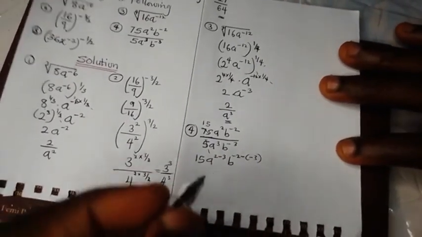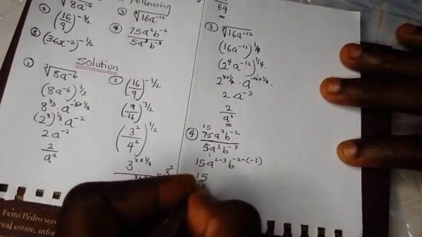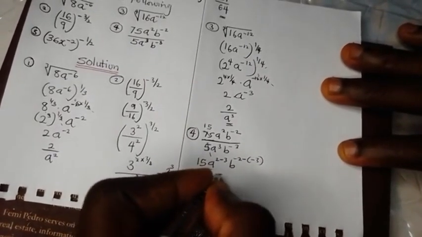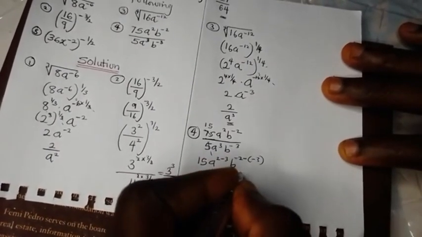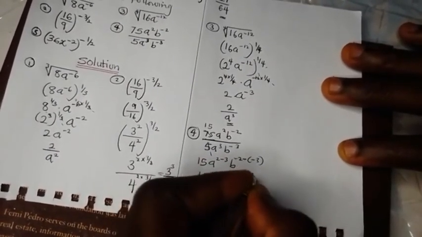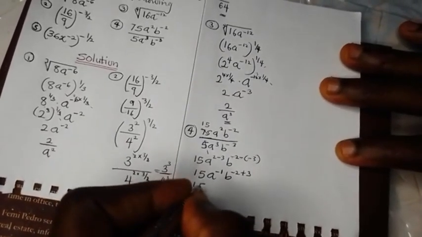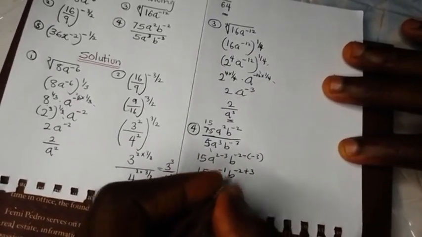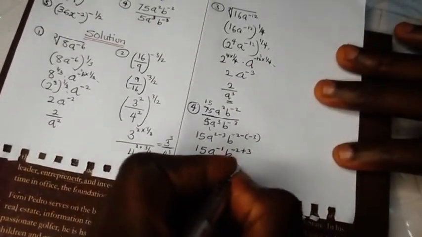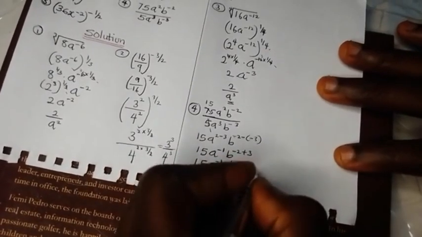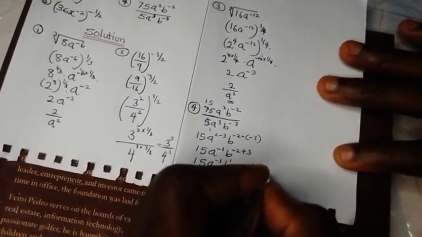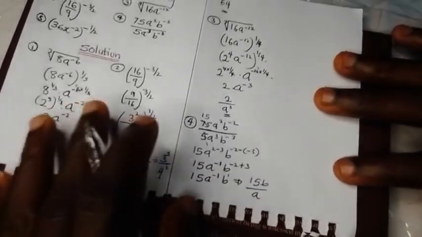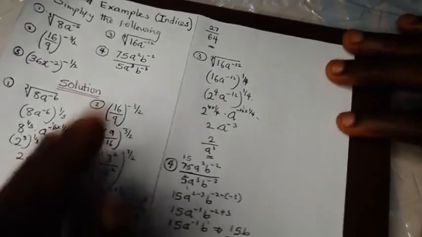So what would this give us? This gives us 15. a raised to the power 2 minus 3 is minus 1. Then b raised to the power minus 2, minus minus 3: minus times minus gives us plus, so 3 minus 2 is 1. On further simplification, we see that this is 15 a raised to the power minus 1 and b raised to the power 1. You can rewrite this as 15, this a can go down as over a, then b stays. So we have 15b over a. As easy as that. Now we have one more to solve.